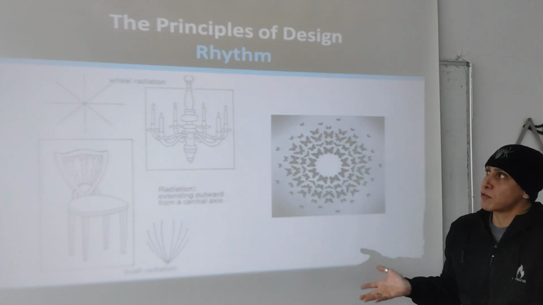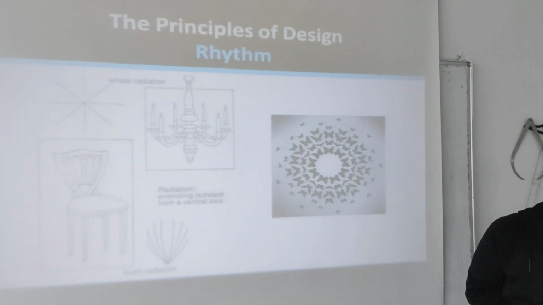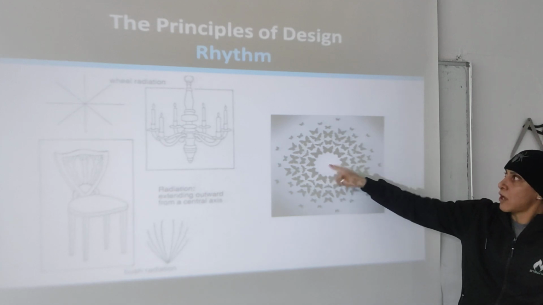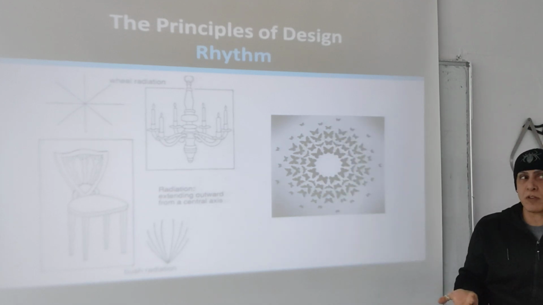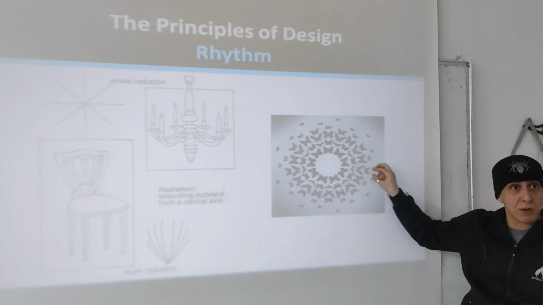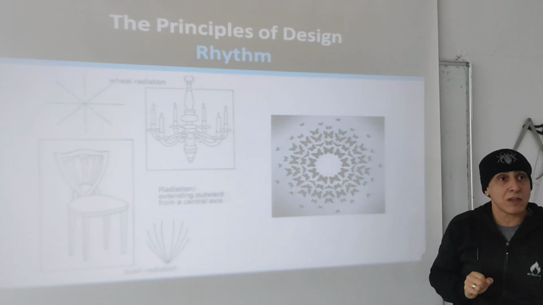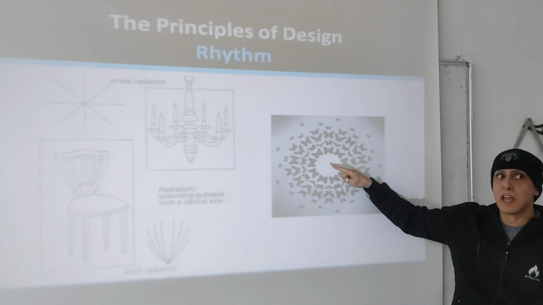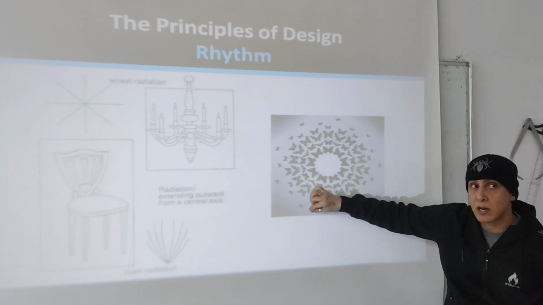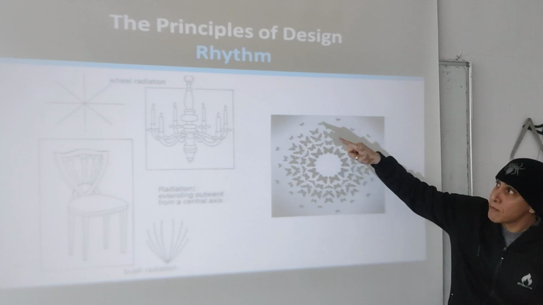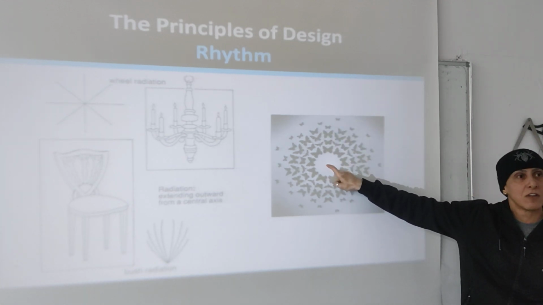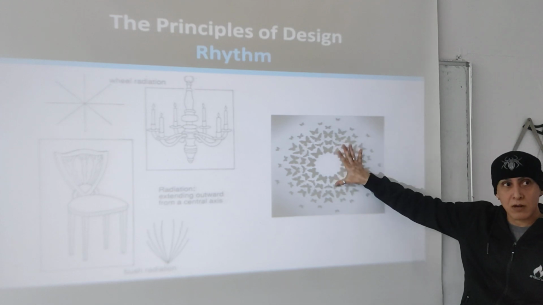Here more examples of what? Rhythm by radiation, meaning we start with a center. Now look at this composition. What other rhythm does it have? Now it has rhythm by repetition. Repeat, element, the same element repeated. We have rhythm by gradation, because here we have big ones and then become smaller. And we have rhythm by radiation because it starts from a center. So 3 types of rhythm here.